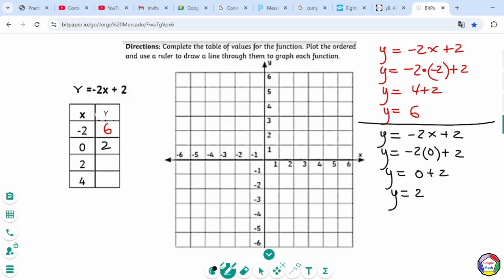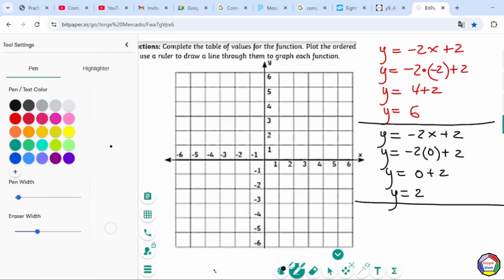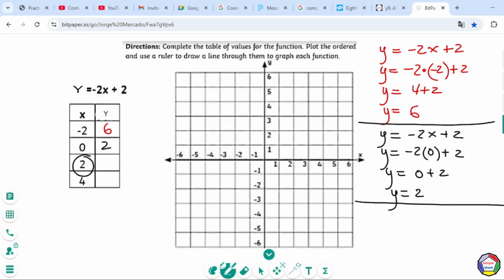Now let's do the same process, but with the value of 2 in x. So I will substitute x in this equation by 2 to see what happens. Okay, I'm going to change the color. Let me change it to this green. So again, I'm going to copy the equation. So I'll say that y is equal to minus 2x plus 2, right?